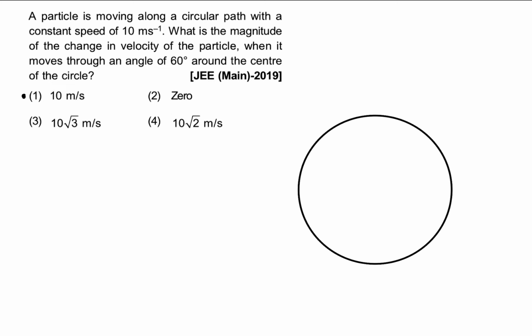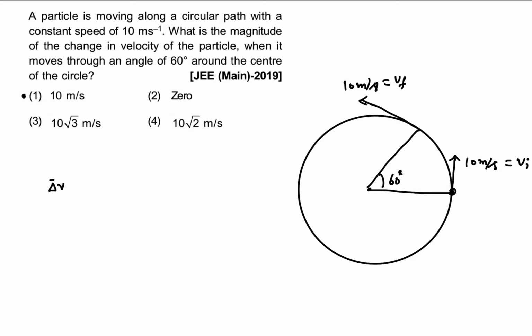Whenever a particle is moving in a circular path like this, it is moving like this v, and it is turning through an angle 60 degrees. Now you can see same 10 meter per second it is coming here. Initially also 10 meter per second is there. Now I am taking initial velocity is vi, final velocity is vf. Now change in velocity can be written as v final velocity vector minus v initial velocity vector. If I take the v initial is upward direction, vi will be downward direction. That is 10 minus 10 meter per second.